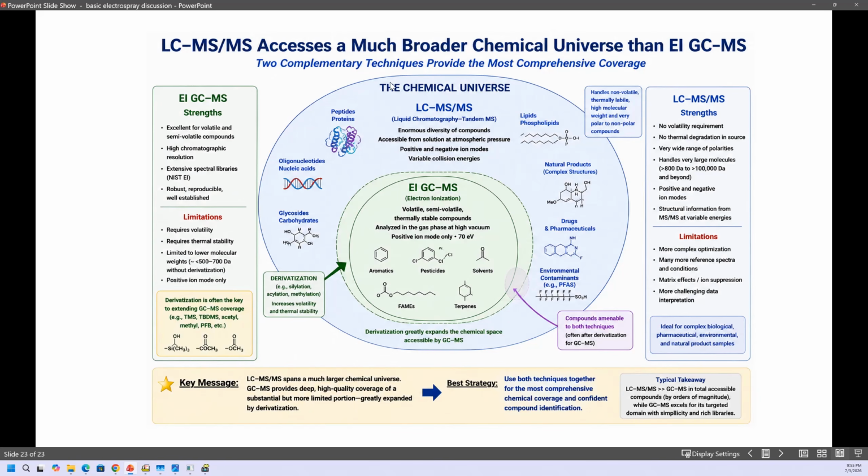But to do these other compounds, this enormous diversity of compounds, you have to have LCMS/MS because they're just too large and unstable to actually make it through a GC column. So that's what makes the power of LCMS/MS. Of course, the complexity goes along with that ability.